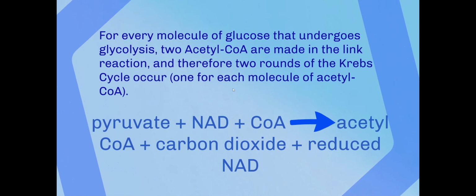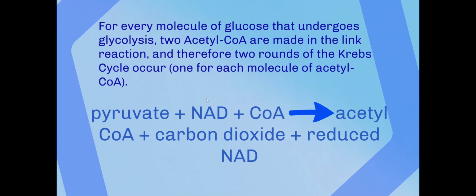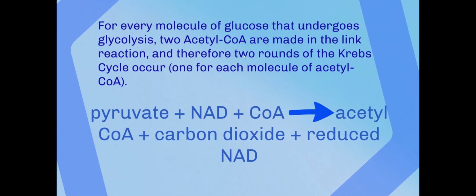Now here what happens is the Krebs cycle totally occurs in the matrix. And what happens in the Krebs cycle is that every molecule of glucose that undergoes glycolysis forms into pyruvate. We learned that the pyruvate forms. When pyruvate forms, it converts into acetyl-CoA in the link reaction. Now, two pyruvate will form, so two acetyl-CoA will also be formed in the link reaction.